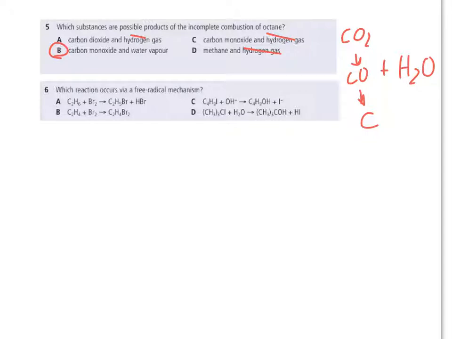Number 6, which reaction occurs via a free radical mechanism? The free radical mechanism is UV light acting as a catalyst with an alkane. So that is only A where we're seeing that happen. UV light allows a halogen to be split apart, and then allows it to combine with the alkane. The others are all, this is an alkene, so that's just going to be an addition. And then this one's just a substitution. This one is a nucleophilic substitution, but really you just have to know it's the alkane that occurs with a halogen in the free radical mechanism.